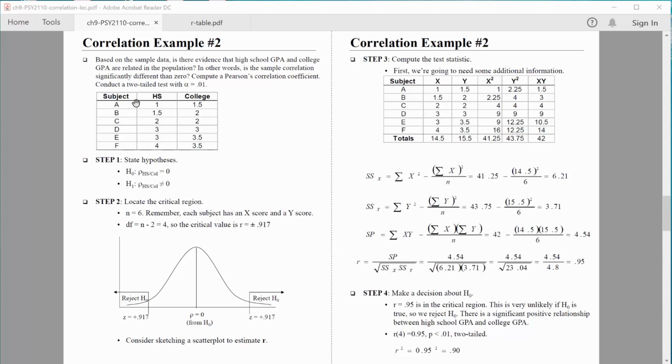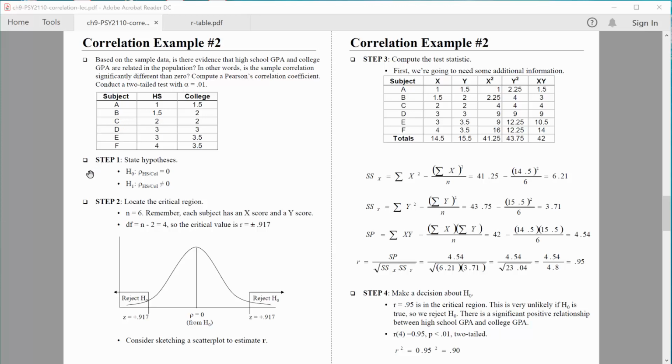All right, so we've got that out of the way. We've got high school GPA and college GPA. We can call high school GPA X and college GPA Y. For this analysis, it really doesn't matter which we consider X and which we consider Y, but we usually like to have X as the predictor variable and Y as the criterion variable. And it makes sense that we're going to use high school GPA to predict something that happens later on, college GPA. All right, so let's move along to step 1.